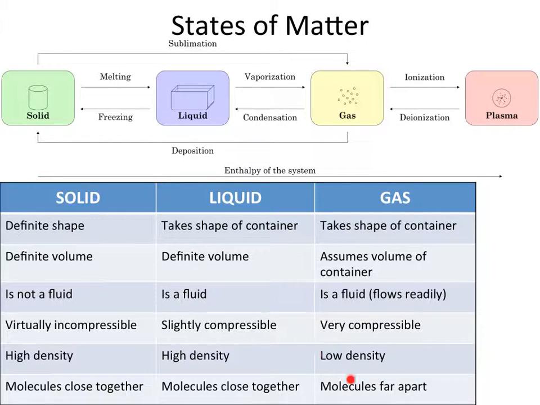Next is low density, and we're going to talk about that more in the next video. Density is mass over volume. Because there's so much space in between gas particles, the volume is huge, therefore the density is small. Unlike a solid, which has high density, the volume is pretty small for the amount of particles in there, so it has a higher density than a gas. And then we look at our molecules. Because there's a little more empty space, these molecules are found farther apart.